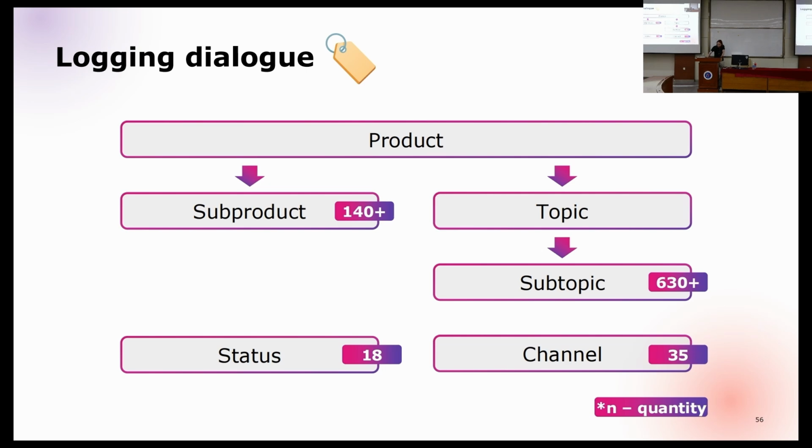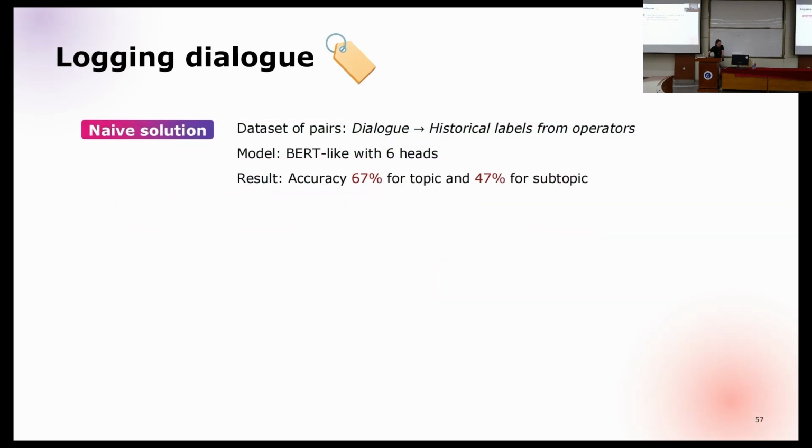How can we solve this? The naive solution is to take historical labels from operators. We know that operators do such logging. We just take those labels they put, and we collect a data set of pairs: dialogue and historical label. As a model, we take BERT. We put 6 heads because we have 6 classes, and we do training. In practice, the result is poor: 47% for subtopic classification.